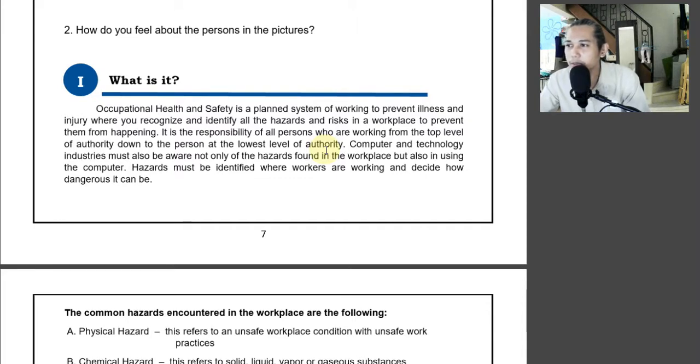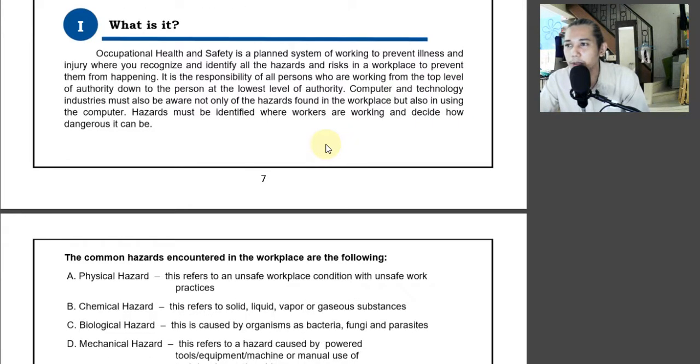It is the responsibility of all persons who are working, from the top level of authority down to the person of the lowest authority. So this health protocol does not stay only with the lowest positions. Of course, it also includes the highest authority in the company. People in the computer and technology industry should be aware not only of the hazards found in the workplace but also of those from using the computer. In the work of a draftsman, we are computer-aided, so the injuries we can encounter here are computer related.